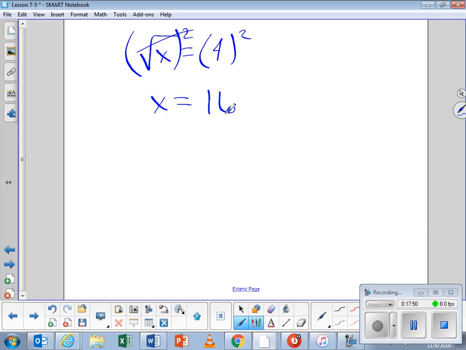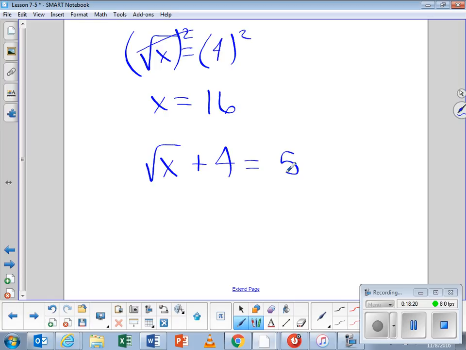All right, so in this case, the answer is 16. That's all there is. Now, let's move up one step. Square root of x plus 4 equals 5. Okay? Here's the rule. Before you can undo the square root, we must isolate the square root, meaning we must move everything over to the other side except for the square root.